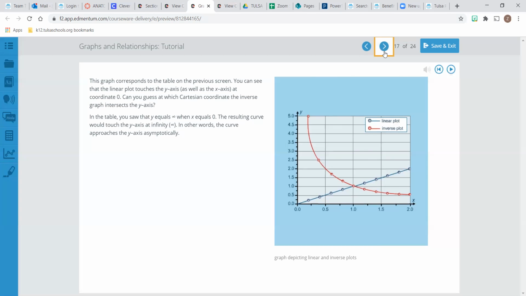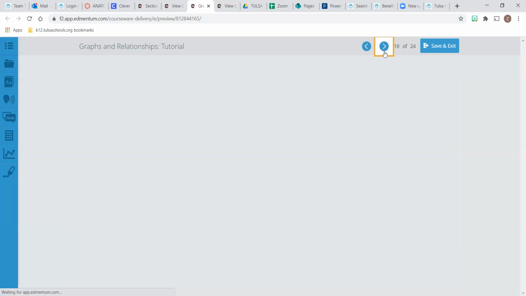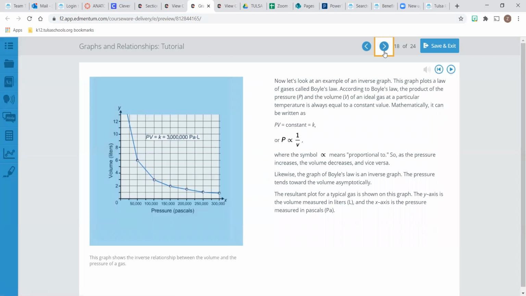So linear, one variable increases, the other increases. If it decreases, the other variable decreases too. And then inverse is opposites happen. One increases, the other decreases. If one decreases, the other increases. Okay. And this gives you an example.